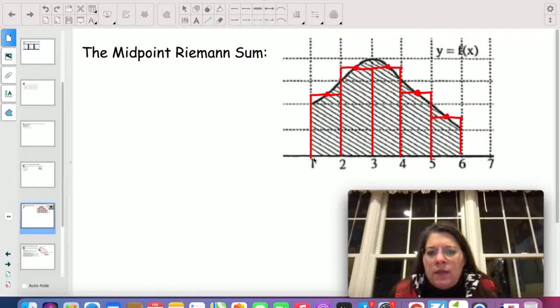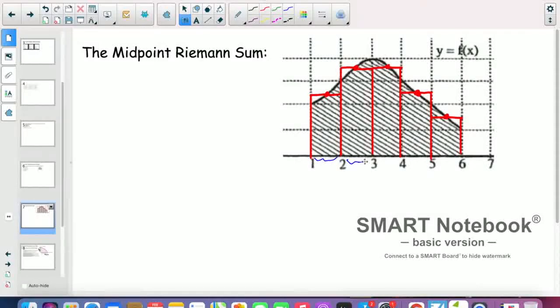Well, still, the width of each of these is still the same. The width of each rectangle here is still going to be 1. That hasn't changed. So the width is going to be 1. And then the height is going to be from the bottom of the graph up until where the midpoint touches the f of x function. So if I just look here, it looks like this length is about 2.5. So for the first rectangle, we've got 1 times 2.5, or 5/2.